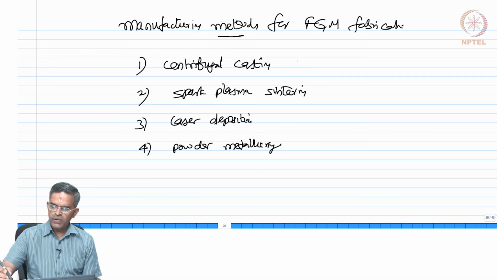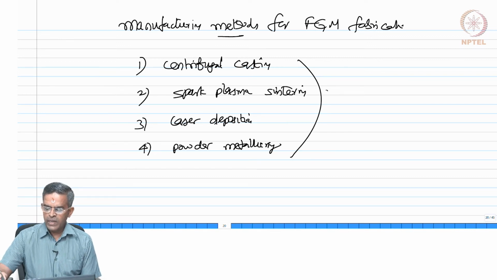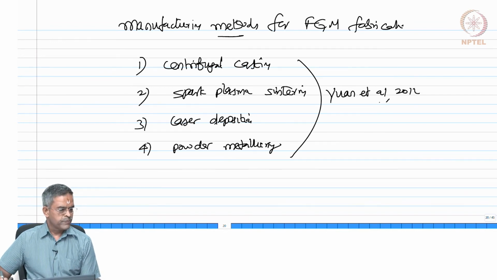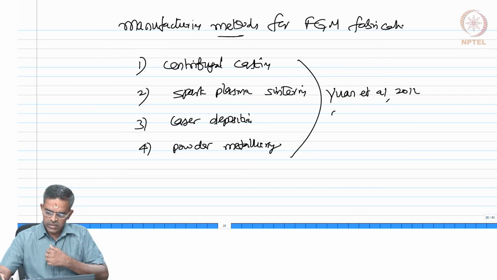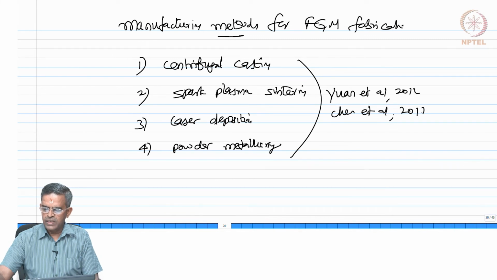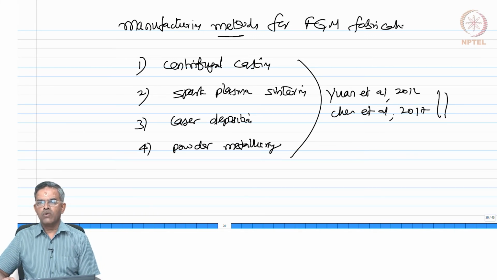These are all of course referred in literature very widely. I am not discussing each one of them in detail. For example, you can look at Yuan et al. in 2012. You can also look at Chen et al. in 2017. These are for some cross references, but there are many things available. Please look into the list of references in the website of this course. You will get these links.